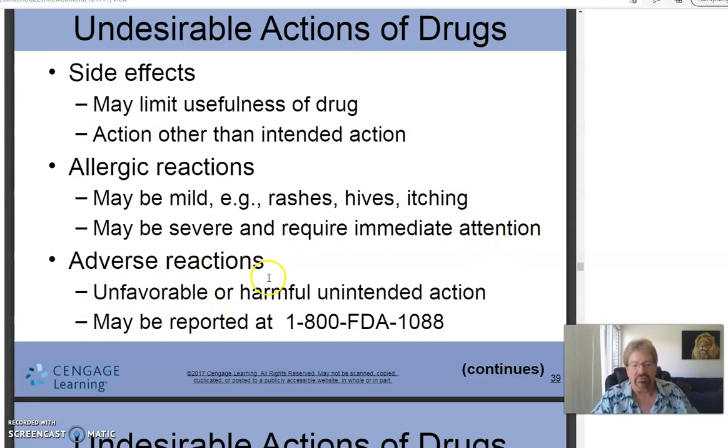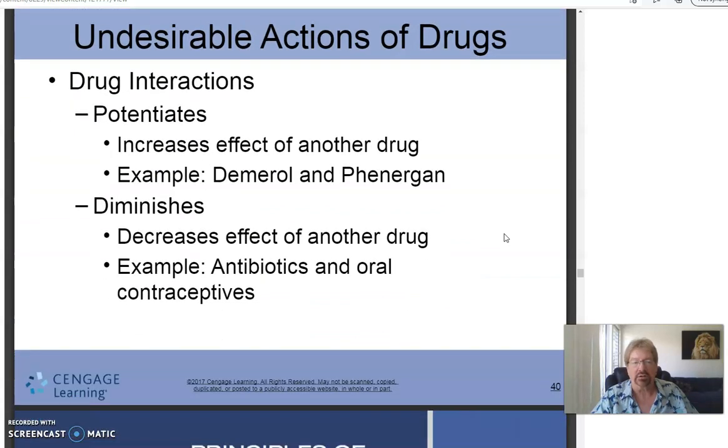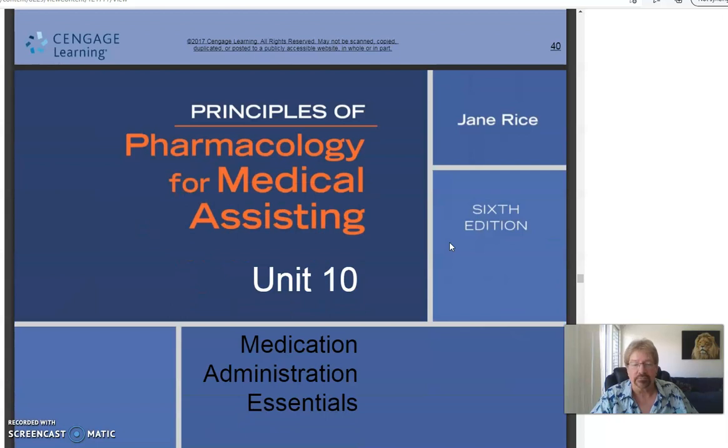Adverse reactions, unfavorable or harmful unintended action, may be reported to the FDA. Now, of course, you notice, guys, on drug containers and bags and stuff, there's like 2 pages of information about all the potential problems with it. Drug interactions: potentiates, increases the effects of another drug. Diminishes, decreases it. For example, antibiotics and oral contraceptives. Antibiotics, apparently, with some oral contraceptives, diminish its usefulness or its biological activity.